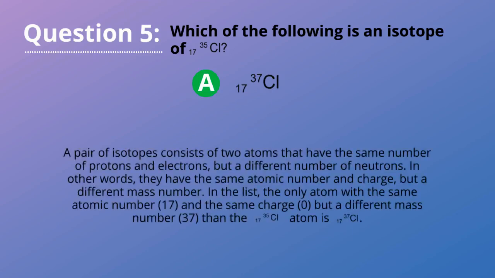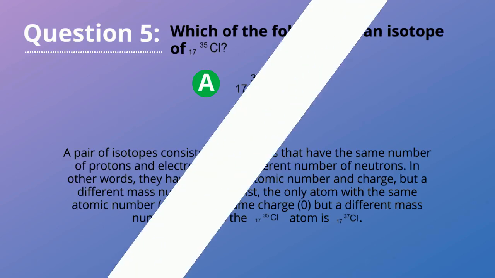A pair of isotopes consists of two atoms that have the same number of protons and electrons, but a different number of neutrons. In other words, they have the same atomic number and charge, but a different mass number. In the list, the only atom with the same atomic number and the same charge but a different mass number than the 17-35 chlorine atom is the 17-37 chlorine atom.